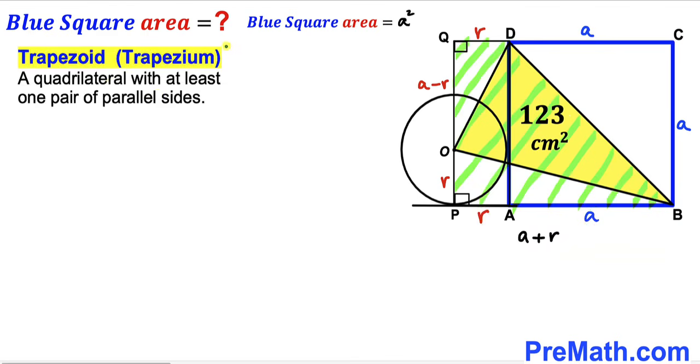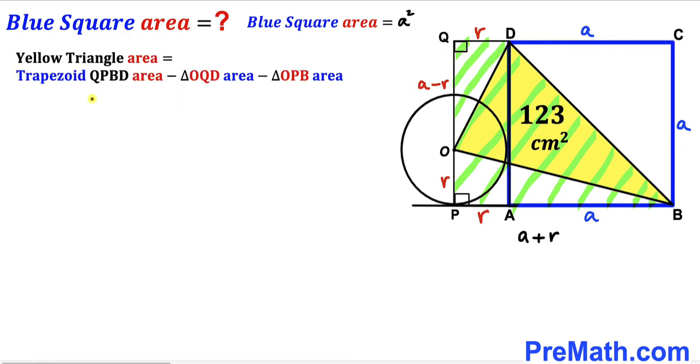And now let's recall the definition of a trapezoid. Sometimes we call it trapezium, a quadrilateral with at least one pair of parallel sides. So therefore we can see that this green shaded trapezoid QPBD is indeed our trapezoid. And now let's make an observation.